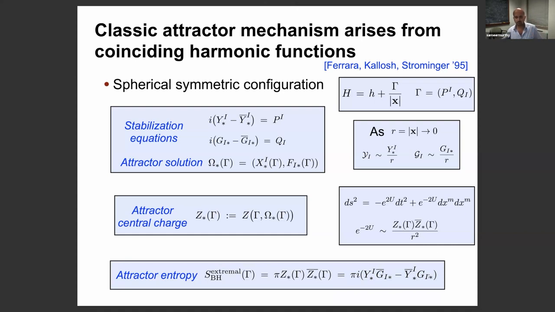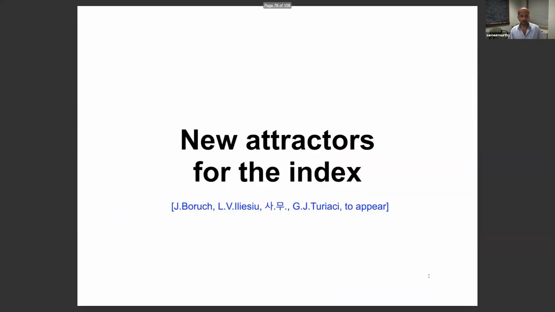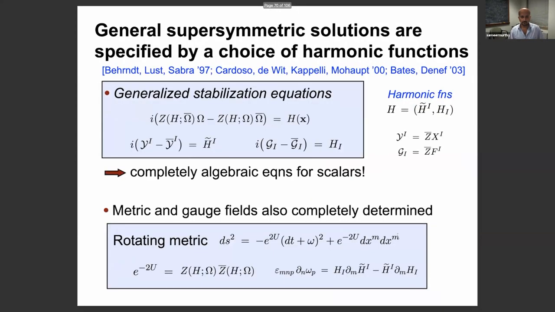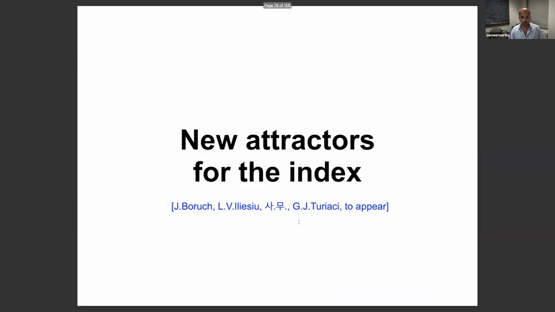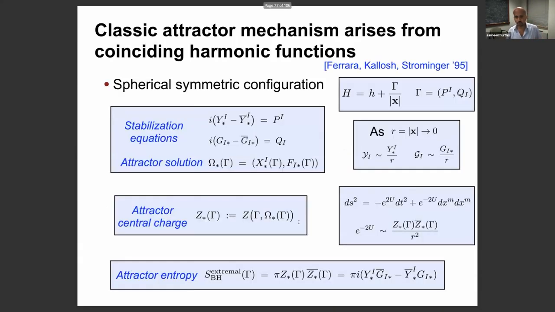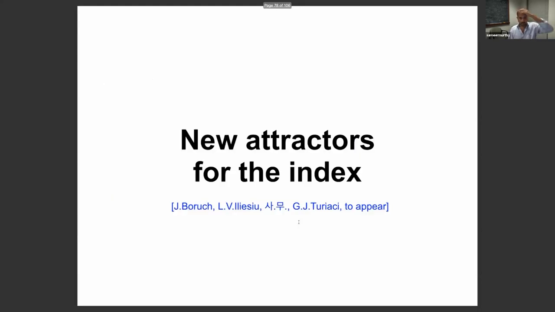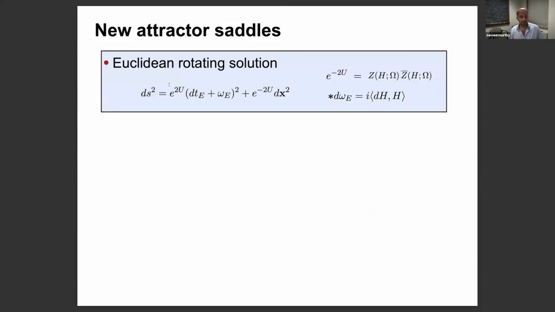Okay, so this was kind of a review of the old attractor mechanism. Now let's go back to the general supersymmetric solutions. Now I want to show you the new attractors. Okay. So before that, any questions about the old attractor? Okay. So this is work with Jan and Luca and Joaquin. Hopefully this should appear soon. So here's the ansatz. So we take now this kind of a rotating attractor. So this Todd form or Israel-Wilson form.